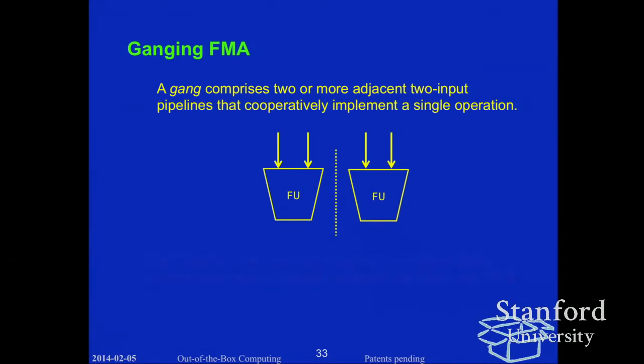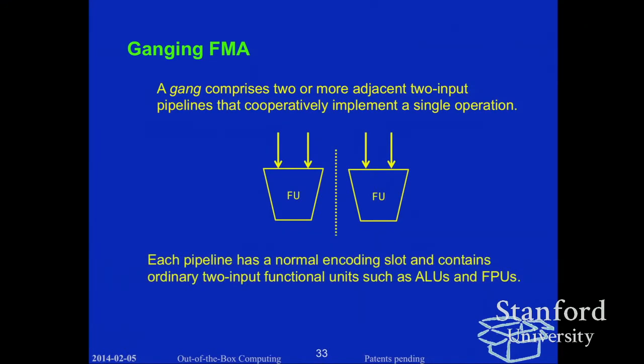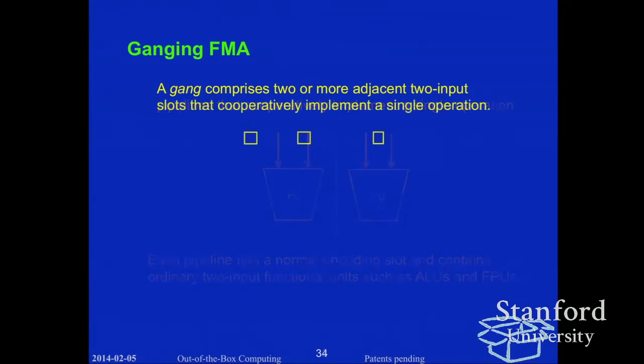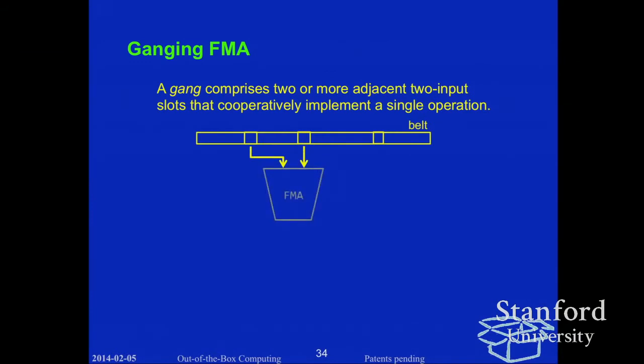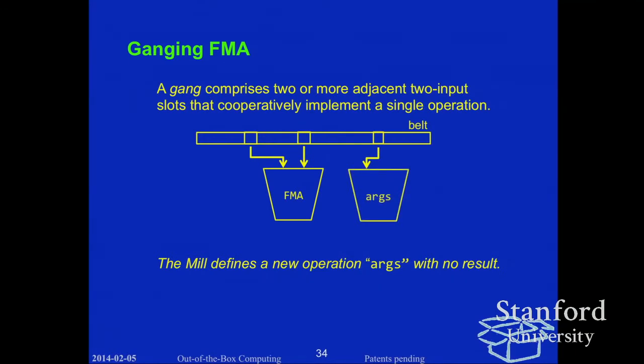Each of the execution pipelines has a perfectly normal 2 input, 0 output encoding slot on the Mill. And each contains perfectly ordinary 2 input data paths suitable for functional units like ALUs and FPUs and so forth. When what you want to do is a 3 input, those slots cooperatively implement a single operation by defining another operation, whose name internally is called args, that has inputs but no results.